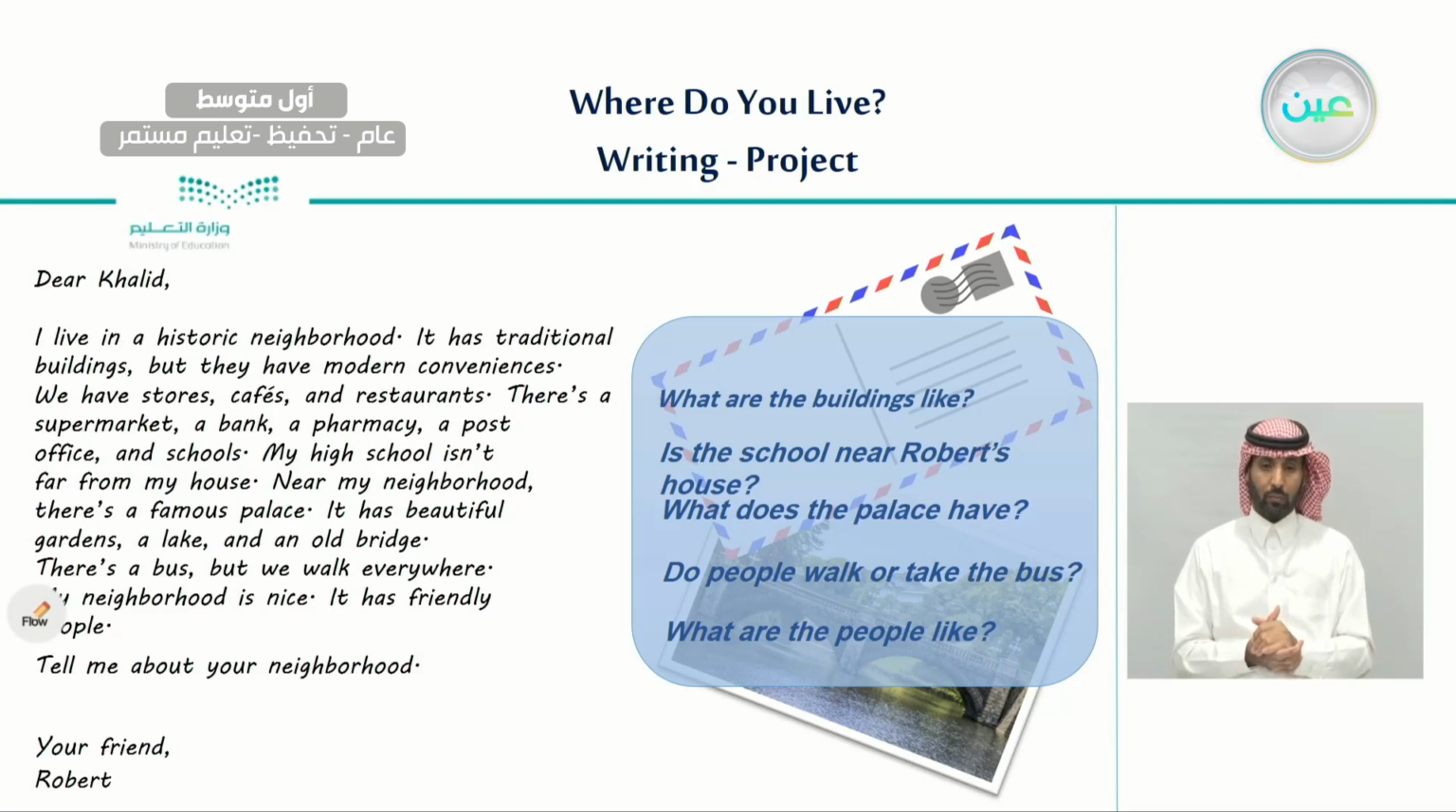And the last one, what are the people like? So in Robert's neighborhood, what are the people like? Robert says that it has friendly people. So the people in Robert's neighborhood are friendly, easygoing. That's why Robert likes his neighborhood.